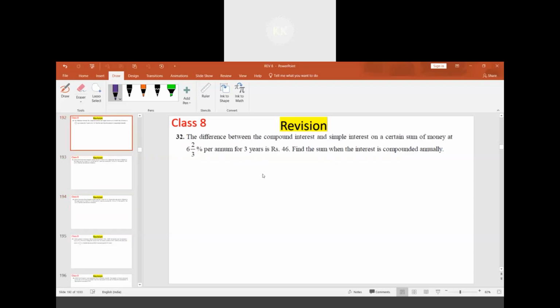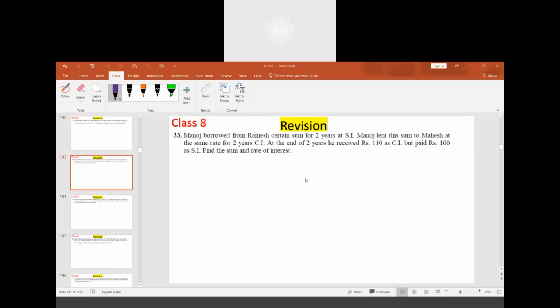A very important thing is, whenever compound interest is asked, you have to just look at the number of years. Sometimes they will give the number of years as a combination, like 2 years and some months. If they give 2 years and 6 months, we cannot use the formula directly. What do we do at that time?